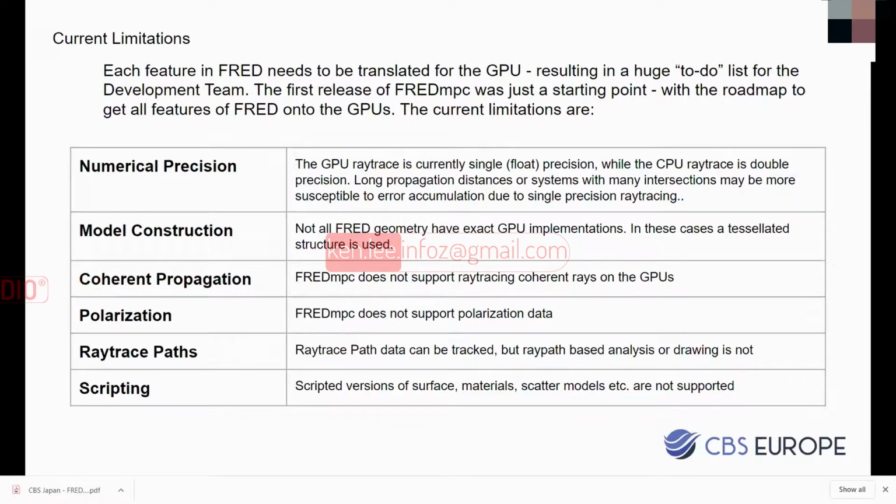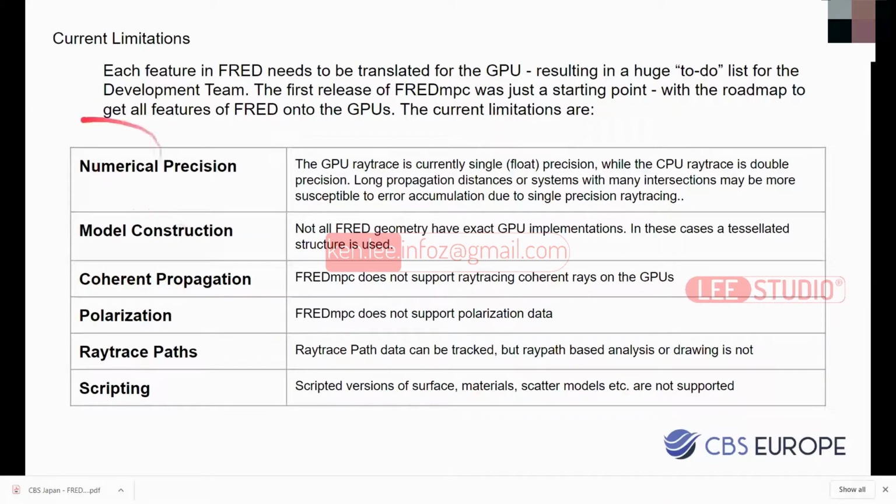So the first release of FREDmpc last year was just a starting point. It had the core features needed for stray light analysis, such as scattering, child rays, ray splitting, ghosting, multiple source types, calculating irradiance, all of the key features for a majority of calculations. But here are some features that are not yet implemented and will be coming in the coming versions of FRED.